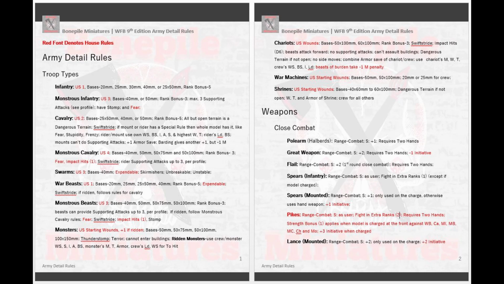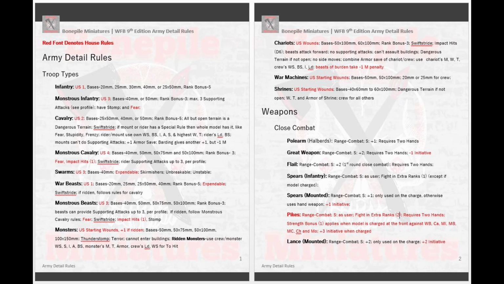Then the next change is under Monstrous Cavalry. They have also gained the Fear rule, as well as Impact Hits 1. I've been fine with those rules so far as well. After that, Swarms have gained the Expendable rule, which I explained in video number 3. I am a big fan of this new rule, and I think it applies well to swarms. Next, there's a change under war beasts, who also have gained the Expendable rule, and I think that rule fits them well too. Next, monstrous beasts also gained the Fear rule, and Impact Hits 1.